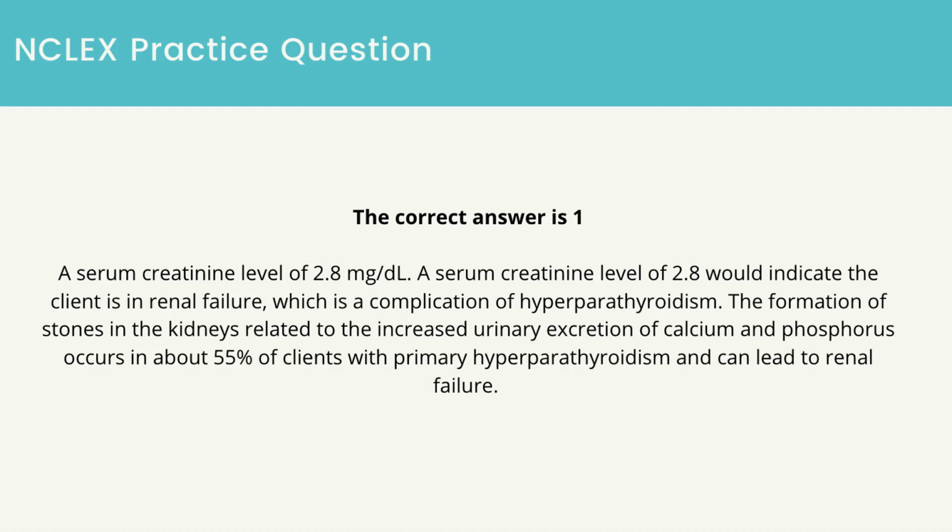The correct answer is 1. A serum creatinine level of 2.8. A serum creatinine level of 2.8 would indicate the client is in renal failure, which is a complication of hyperparathyroidism. The formation of stones in the kidneys related to the increased urinary excretion of calcium and phosphorus occurs in about 55% of clients with primary hyperparathyroidism and can lead to renal failure.